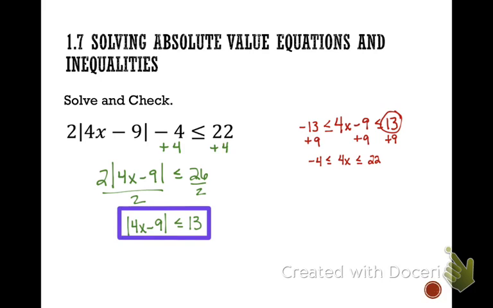Now we're going to divide by 4. So I divide the middle by 4, I divide the right by 4, and I divide the left by 4. So in doing that, I have negative 1 less than or equal to x less than or equal to 11 over 2. Again, just leave it as a fraction.